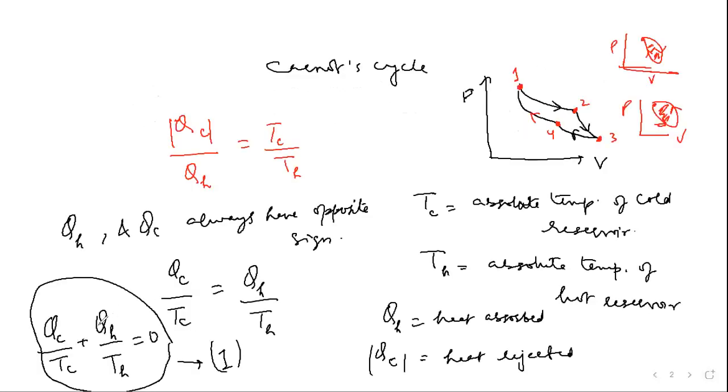As I said, in case of refrigerator, we are moving in counterclockwise sense. Their QH is negative, QC is positive. In case of engine, when we go in the Carnot cycle in clockwise sense, QH is positive, QC is negative. So these are algebraic quantities, right? So their sum is 0 for Carnot cycle.